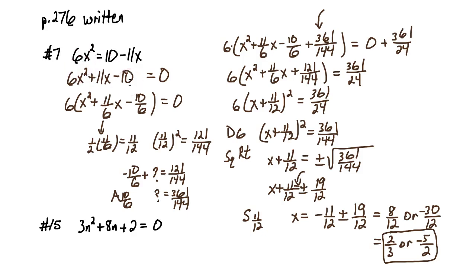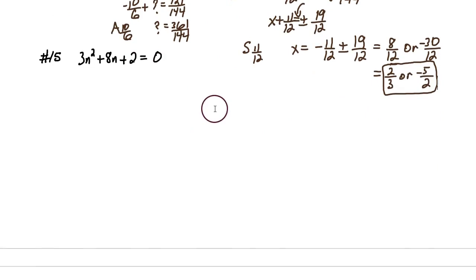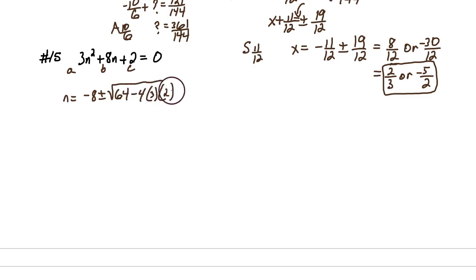For number 15, we're asked to use the quadratic formula. So the value of a is 3, b is 8, and c is 2. To solve for n, we're going to use negative b, so negative 8, plus or minus the square root of b squared, that's 64, minus 4 times a times c, all divided by 2 times a, so 2 times 3, which is 6.